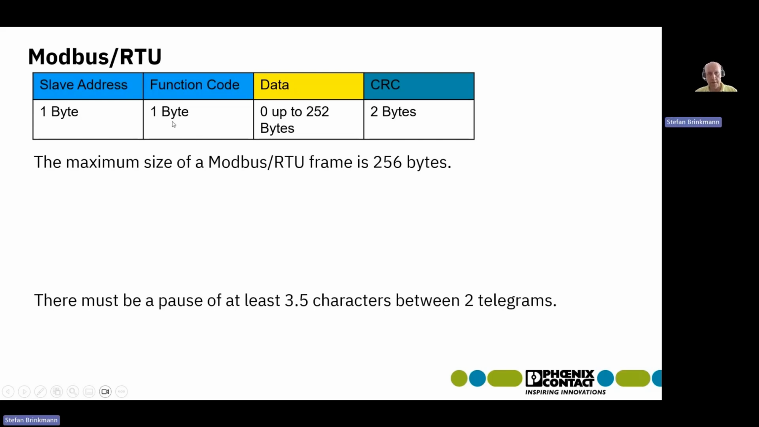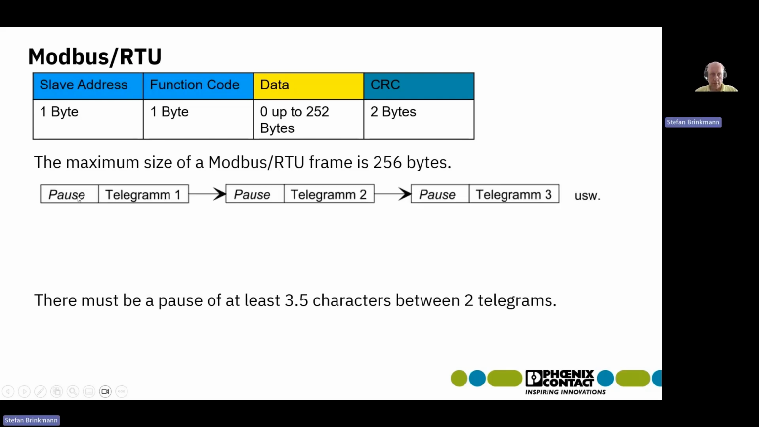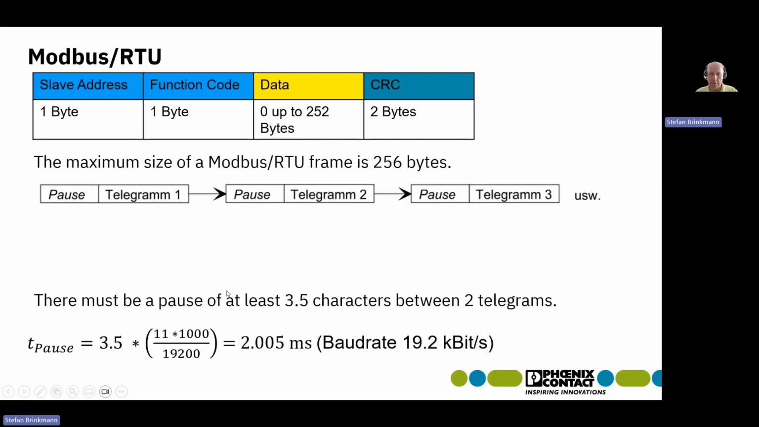Between each telegram, there must be a pause of 3.5 characters. So you can see that there's a pause, a telegram, and so on. How long is a pause of 3.5 characters? That depends on the transmission speed. Let's assume a baud rate of 19.2 kilobit per second. Then we can make a calculation, so that the pause is around about 2 milliseconds.